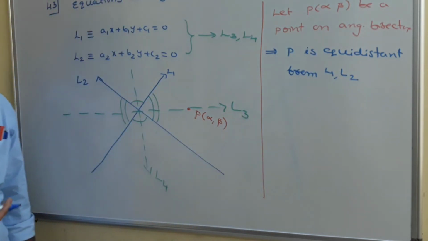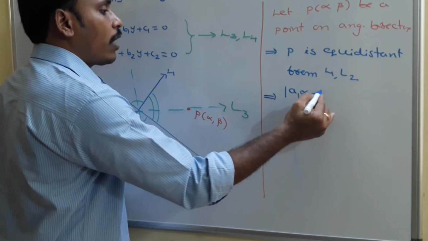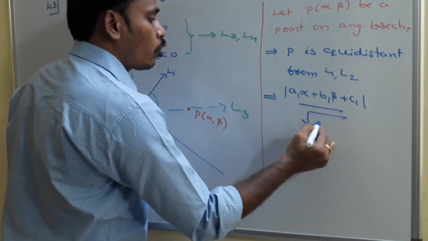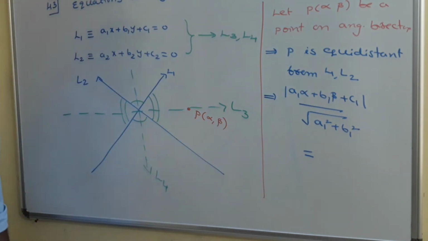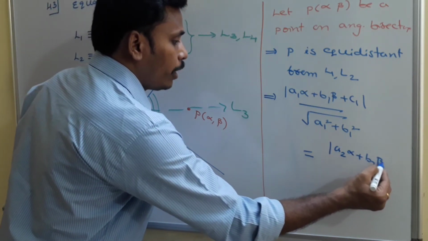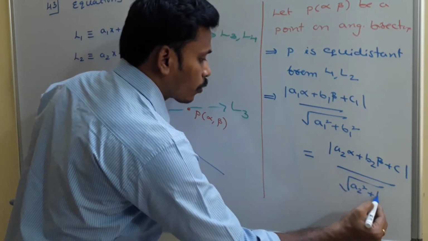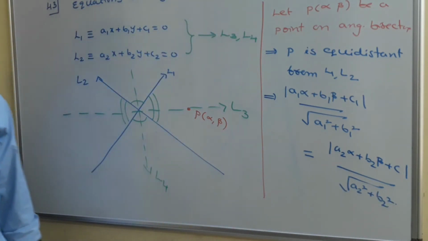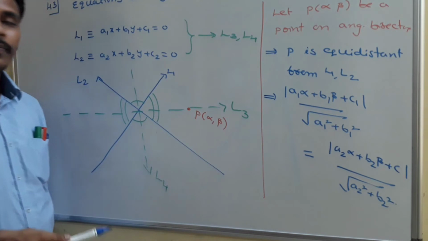Since P is equidistant from L1 and L2, the distance from P to L1 is given by modulus of A1 alpha plus B1 beta plus C1 divided by root of A1 square plus B1 square, and the distance from P to L2 is modulus of A2 alpha plus B2 beta plus C2 divided by root of A2 square plus B2 square. If alpha comma beta is an arbitrary point on the angular bisector, then for that angular bisector we have this particular relation. Just have a look.